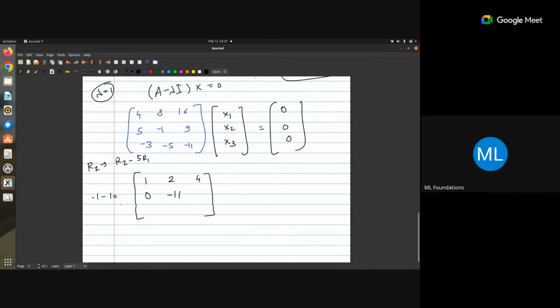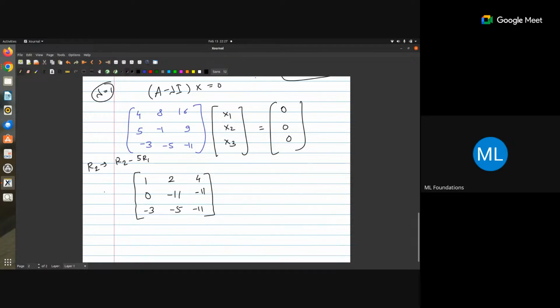And the third element will be 9 minus 5 times 4. So that is 20, right? So that is minus 11 again. Done. And the third row is minus 3, minus 5, minus 11.